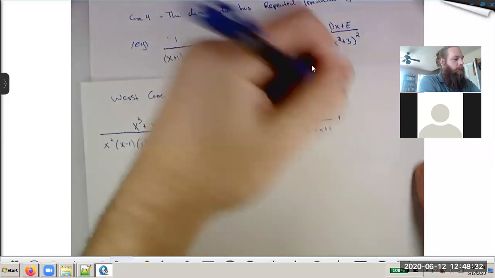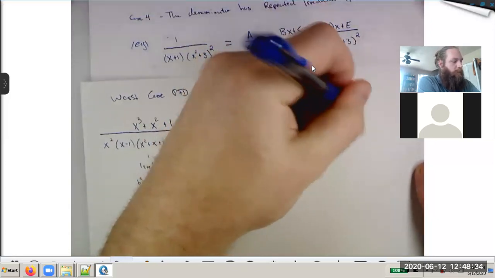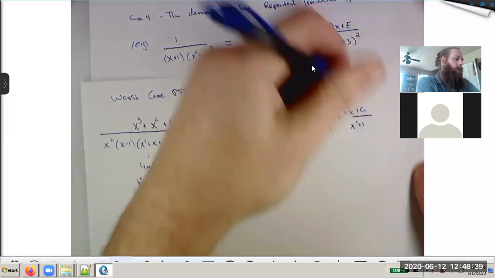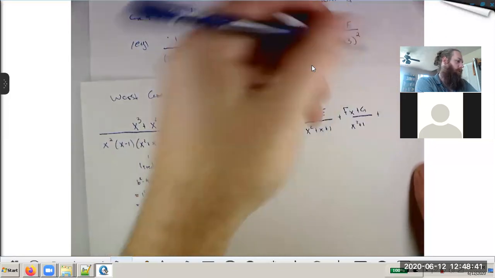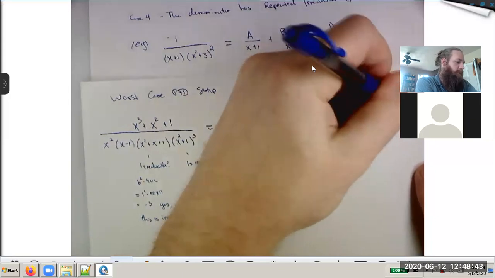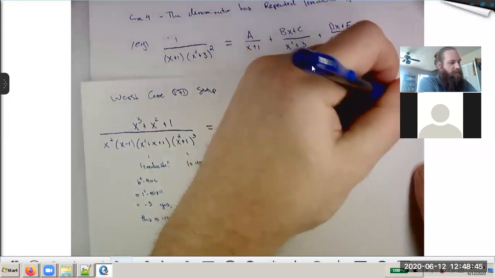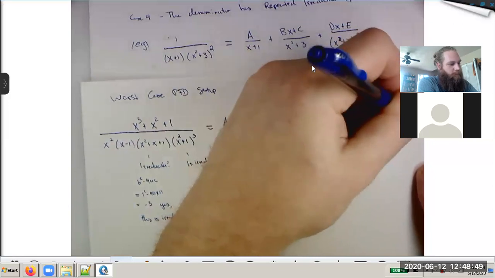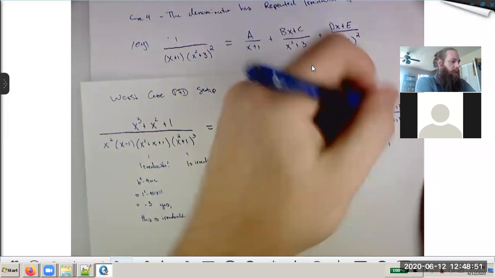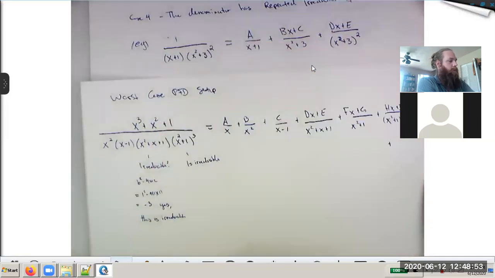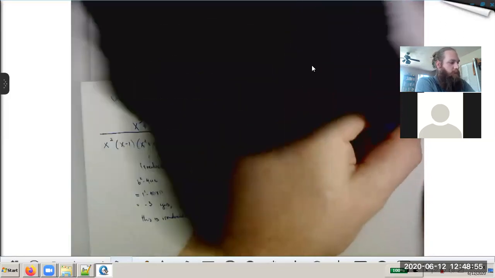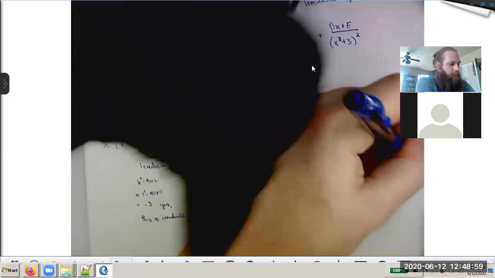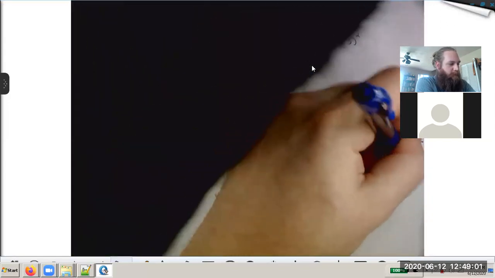So the x squared plus 1 cubed would give me an fx plus g over x squared plus 1, plus hx plus I over x squared plus 1 squared. And then a last term there, jx plus k, over x squared plus 1 cubed.